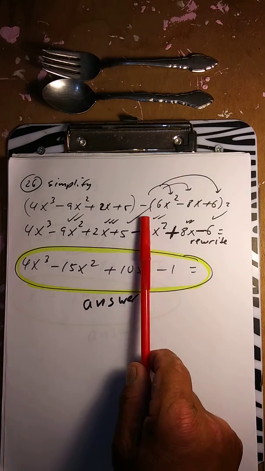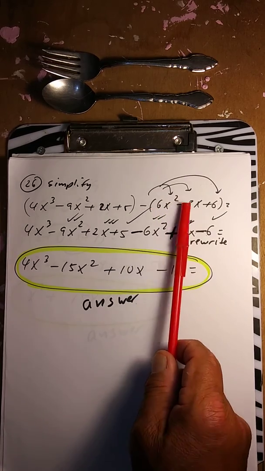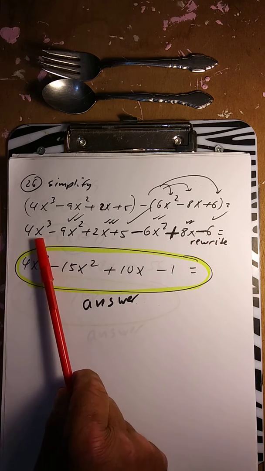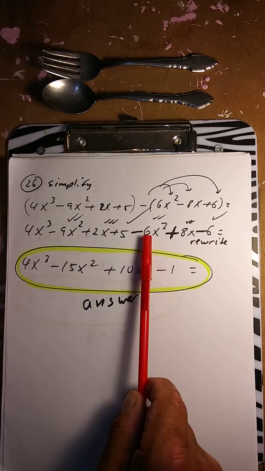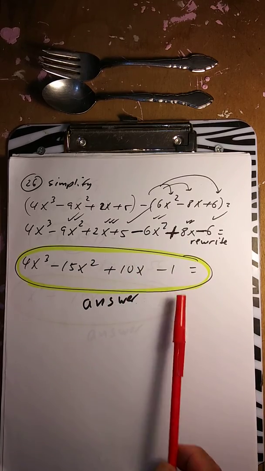This one has a minus. This polynomial minus this polynomial. Minus of that is negative, negative is positive, negative is negative. So we have all this left over. So we have 4x cubed, yes. The squares and the squares is going to be negative 15x squared, 2x and the x is going to be 10x minus 1.